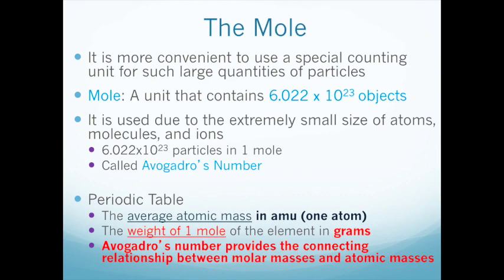So the weight of 1 mole of the element in grams is equal to the atomic mass in AMUs. So it's a convenient unit that provides a straightforward relationship between something called molar masses, which are given in grams, and atomic masses, which are given in AMUs. So an atomic mass is the mass of 1 particle of an element, and the molar mass is the mass of 1 mole of that element. And those numbers are the same magnitude because of Avogadro's number.